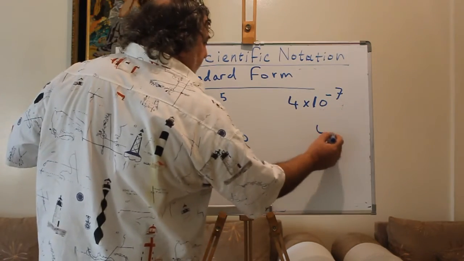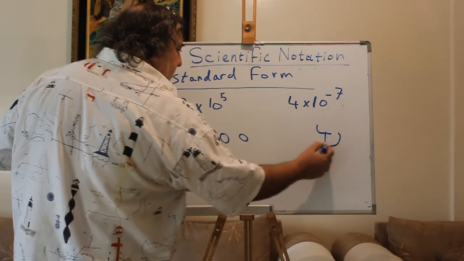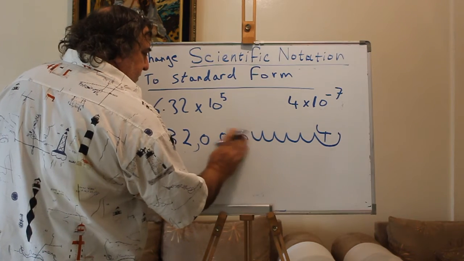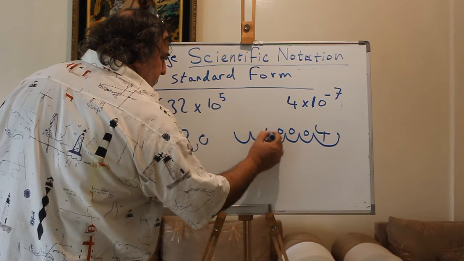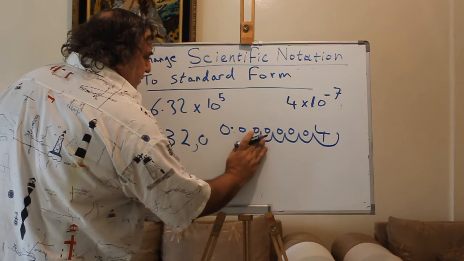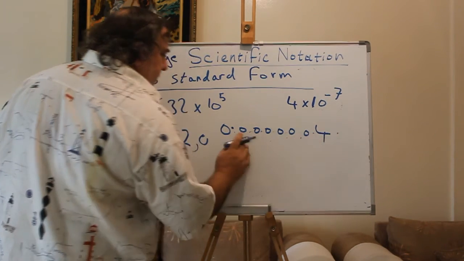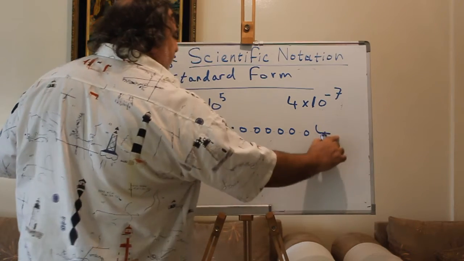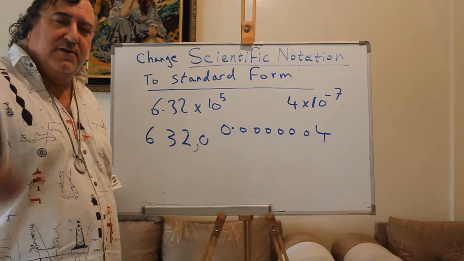If it is a small number, with a negative power, I have to go backward. So I put 4. Normally the point is always here, outside. So I have to go back 7 times. From here to here, 1, 2, 3, 4, 5, 6, 7. So fill these zeros, put the point. Now this will be the answer, 0.0000004, without the decimal point here, only here. I hope it's clear. The last concept I'll tell you after 1 minute.